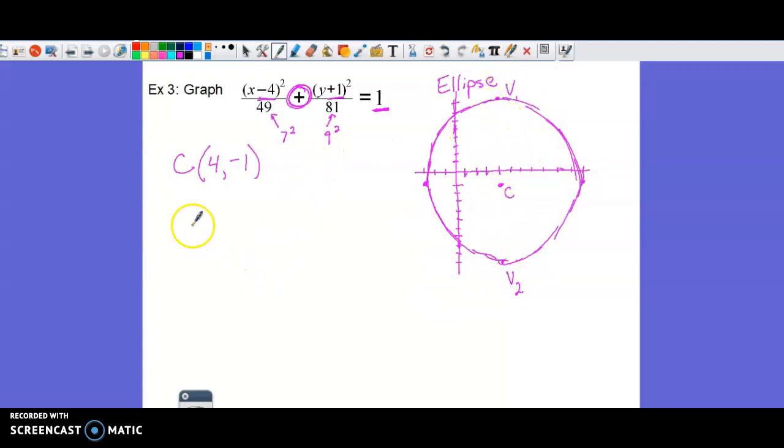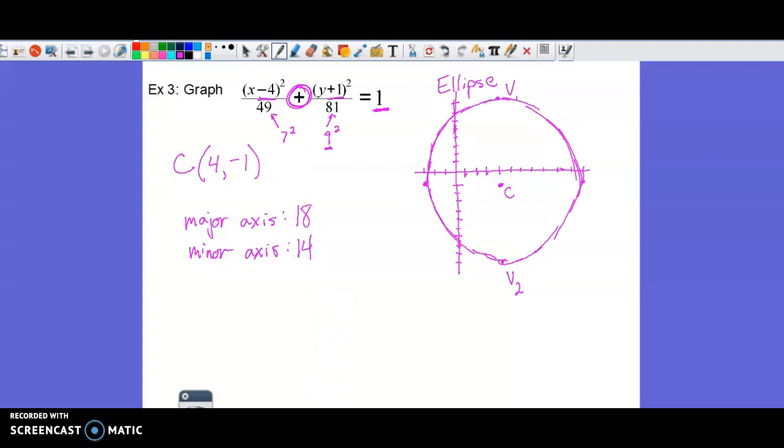But you could answer certain questions like, what's the length of the major axis? Well, remember the major axis is double the larger, so it would be 18, whereas the minor axis is double the smaller. Well, 7 times 2 would be 14.